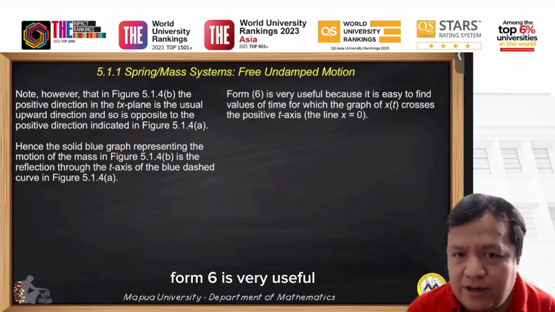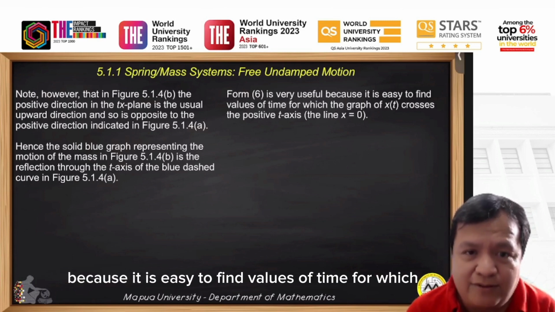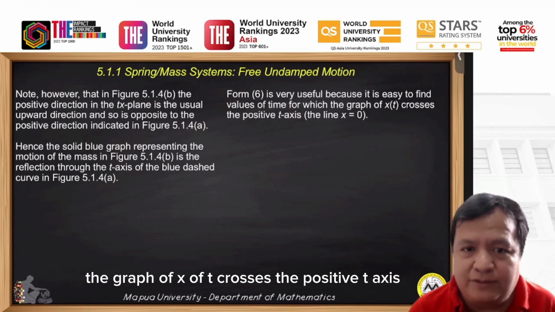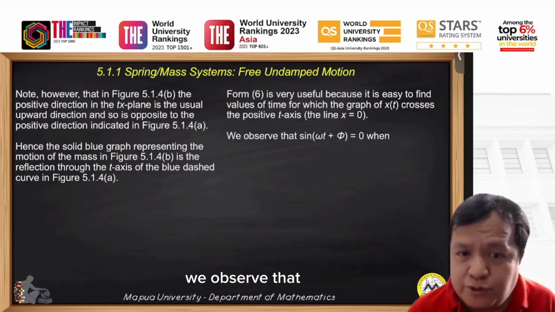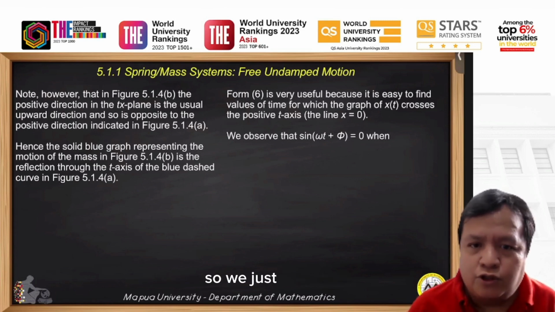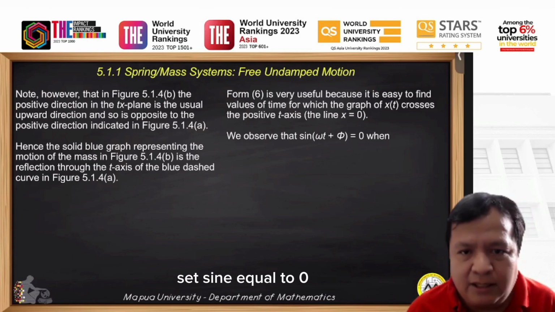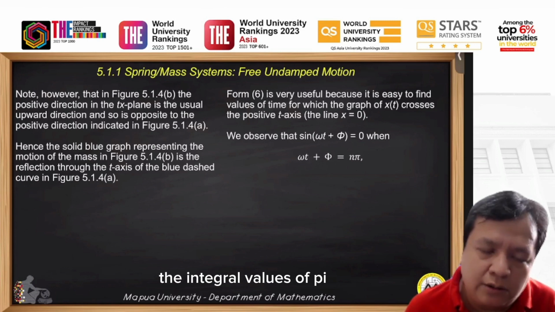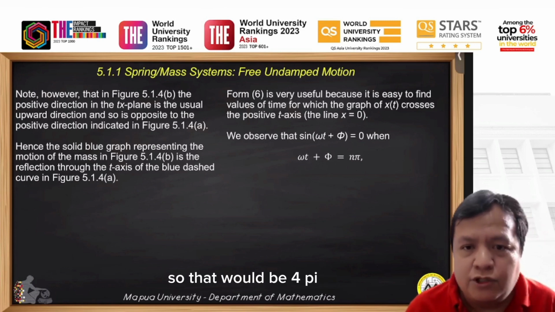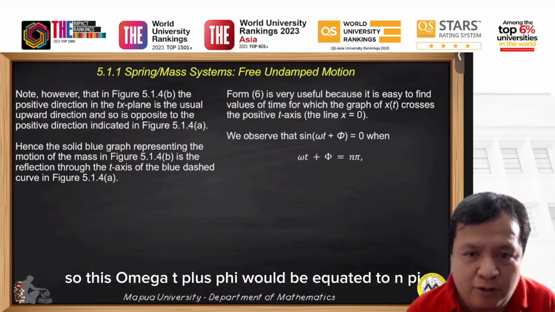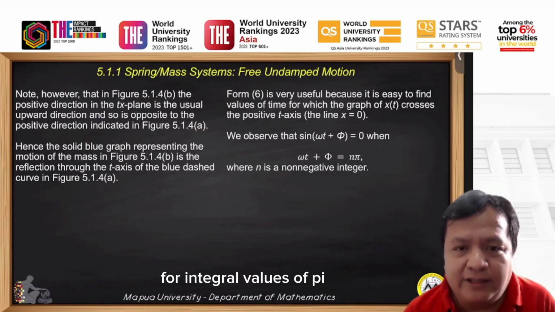Form 6 is very useful because it is easy to find values of time for which the graph of x of t crosses the positive t-axis. We observe that, so when is the sine function 0? So we just set sine equal to 0, and this is equal to the integral multiples of pi. So that would be pi, 2 pi, 3 pi, 4 pi, and 5 pi. So this omega t plus phi would be equated to n pi for integral values of n.